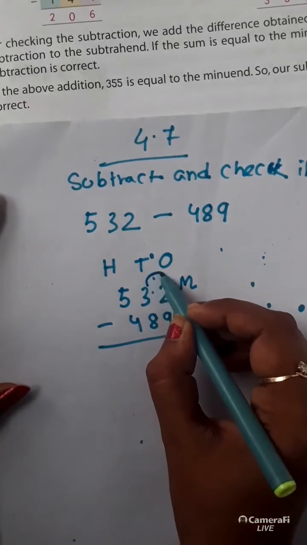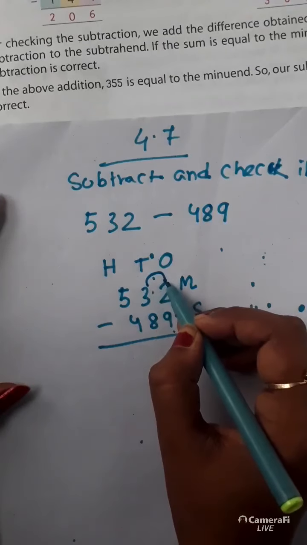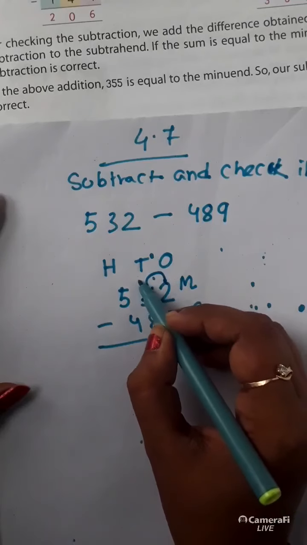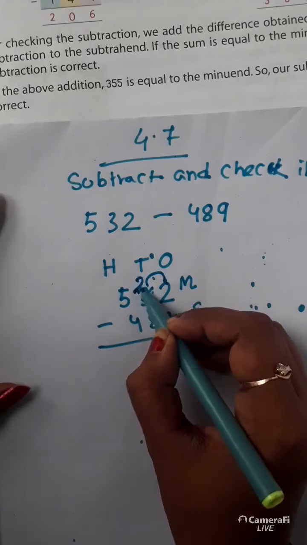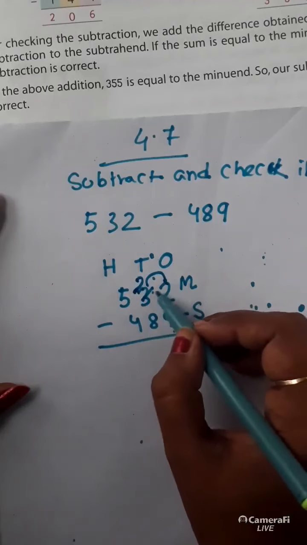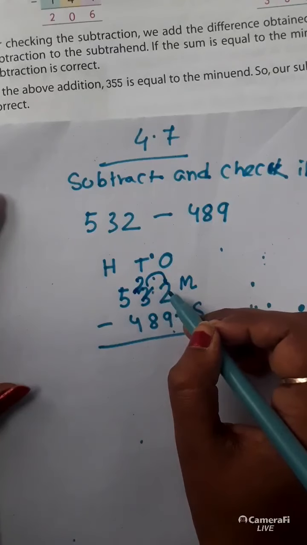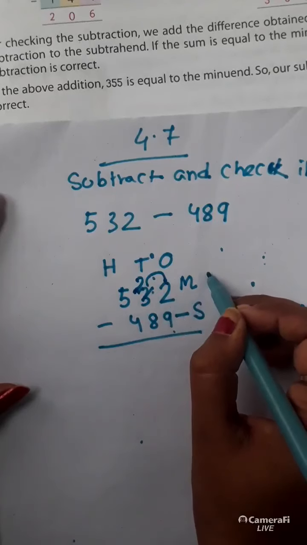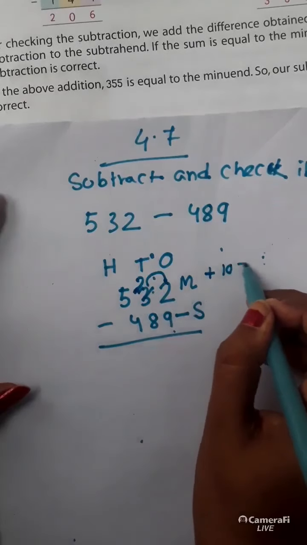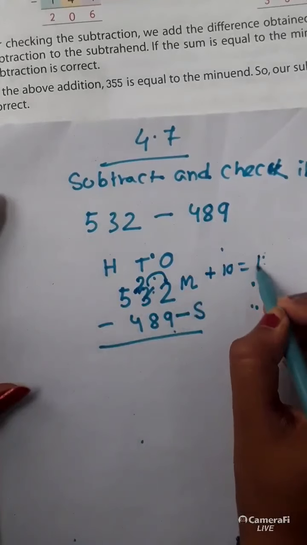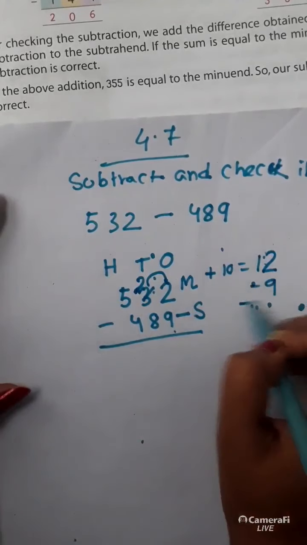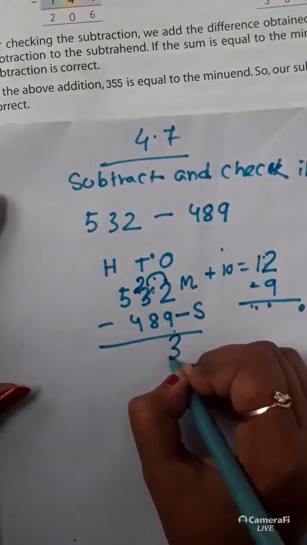So I have borrowed 1 ten from the tens place. So here 3 tens will be 2 tens. And as I have borrowed 10 from the tens place, this ones place 2 will be 2 plus 10, 12. 12 minus 9 is very easy, it's 3.